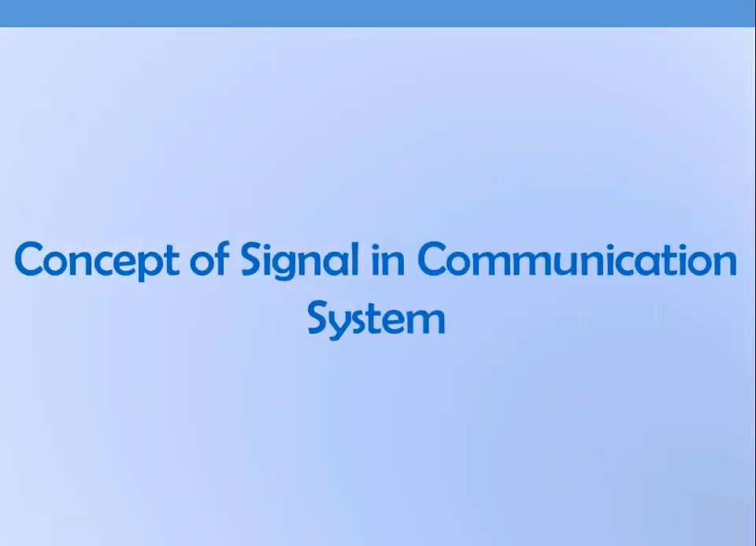That is concept of signal in communication system. In our daily life, we come across different signals such as TV signal, radio signal, mobile signal and so on. So why these signals are more essential in the communication system and what is the exact definition of signal? That's what we are going to study in the next slide.